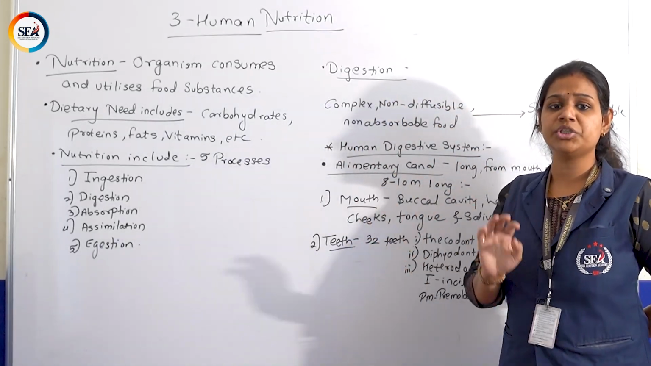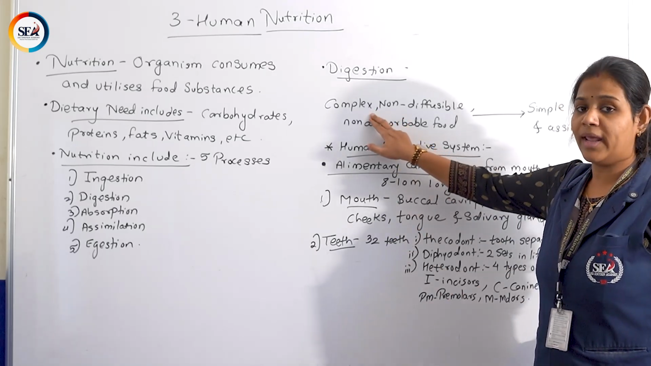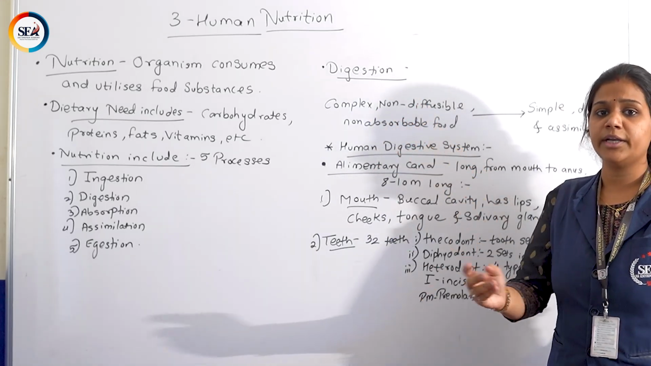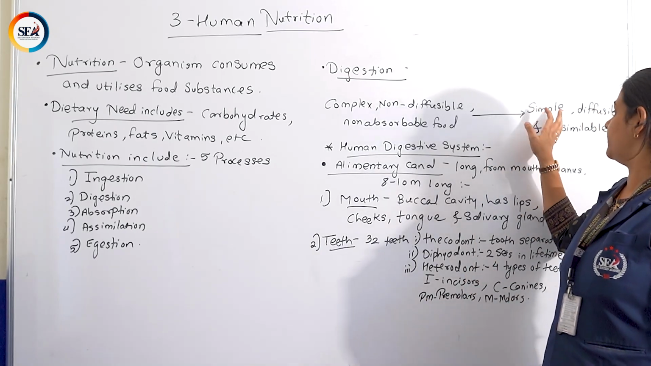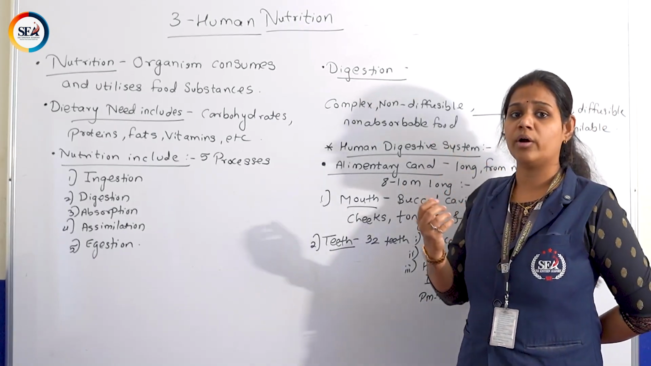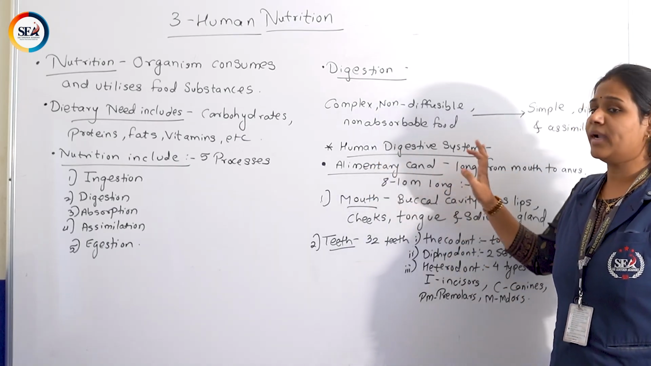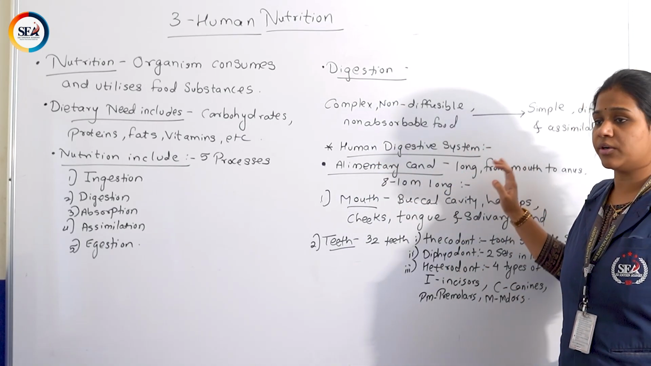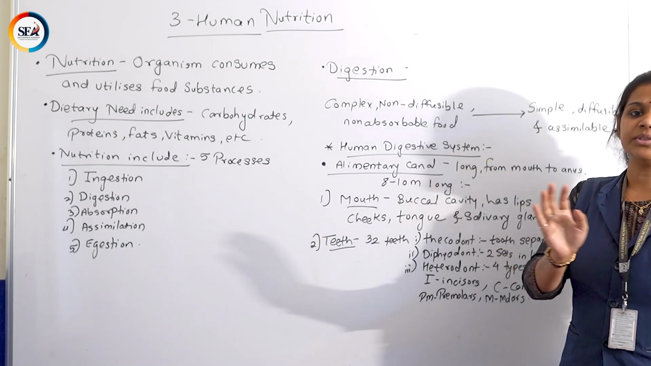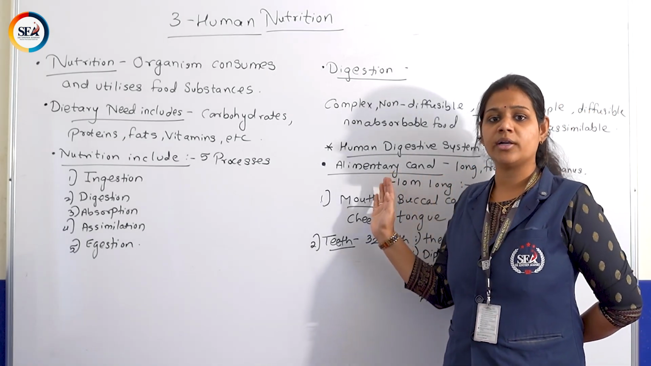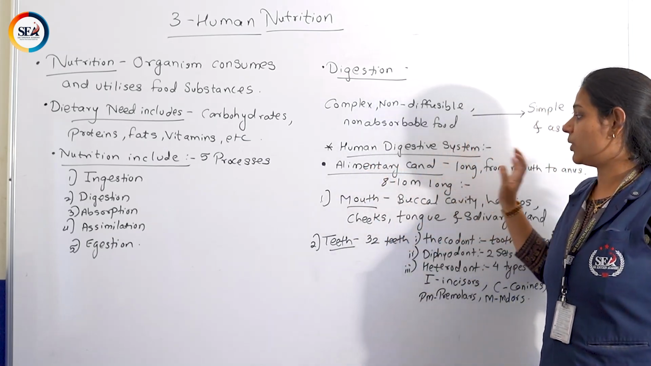The proper definition of digestion is where complex, non-diffusible and non-absorbable food material is converted into simple form which is diffusible and absorbable, or which can be assimilated, which can be taken in the cell. The human digestive system includes first of all the alimentary canal and the associated digestive glands. We are going to see the alimentary canal and associated organs one by one. First, we will see what is alimentary canal.